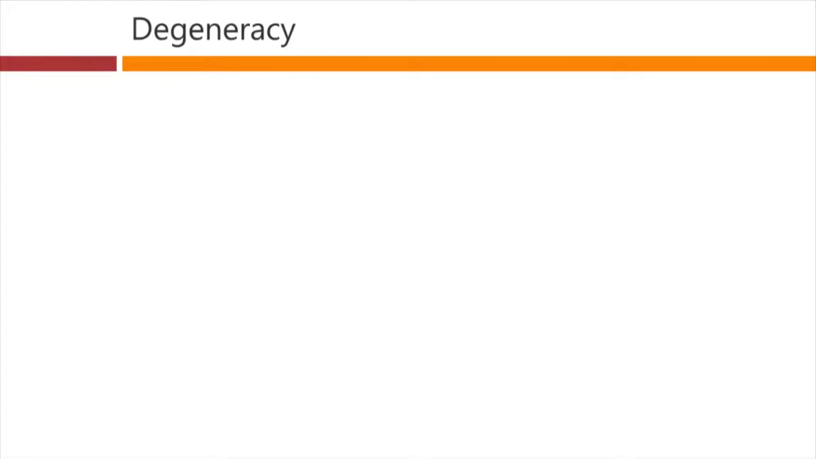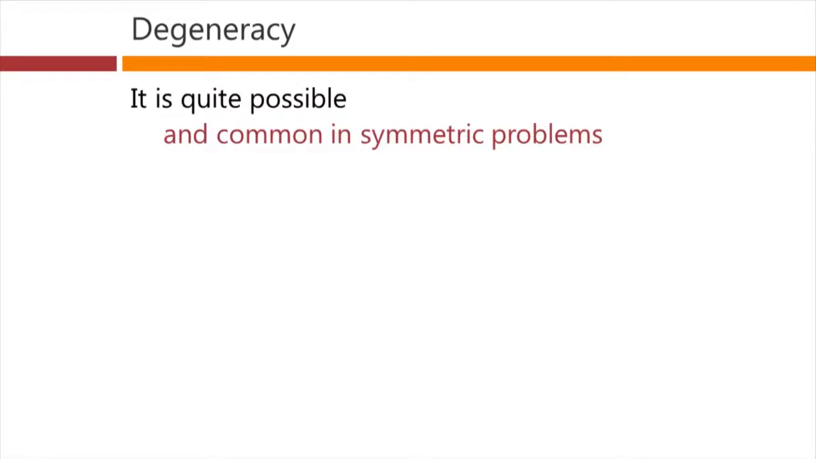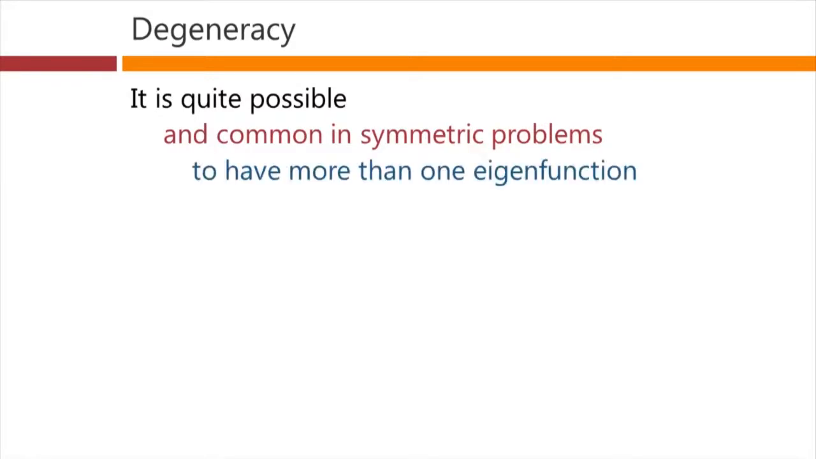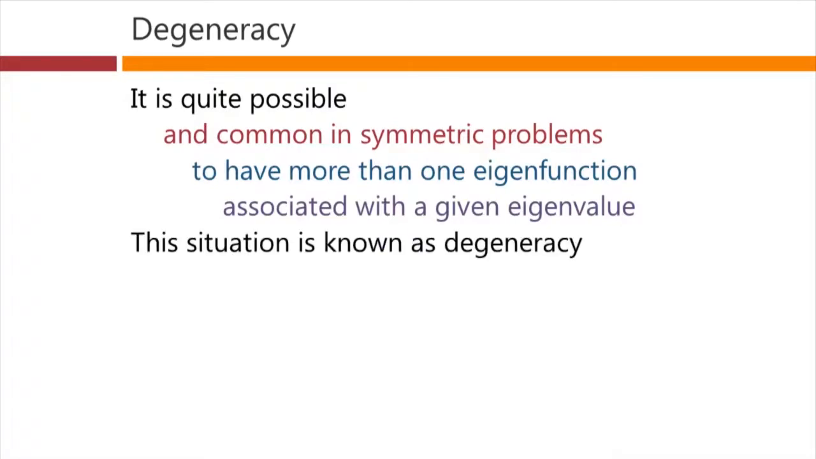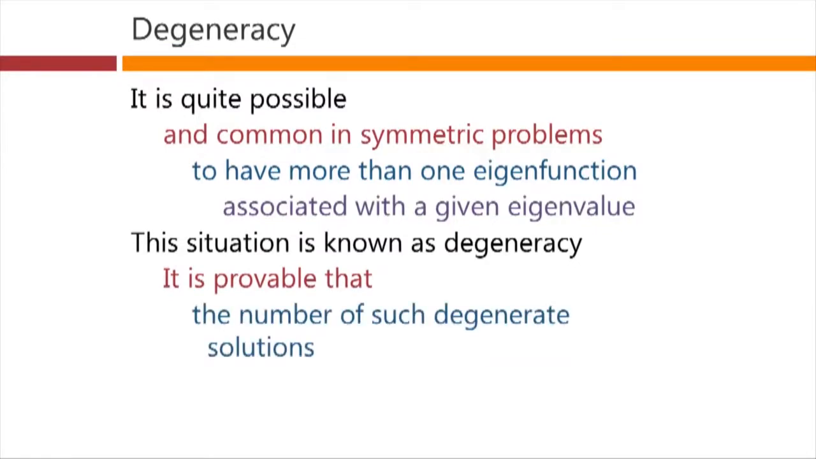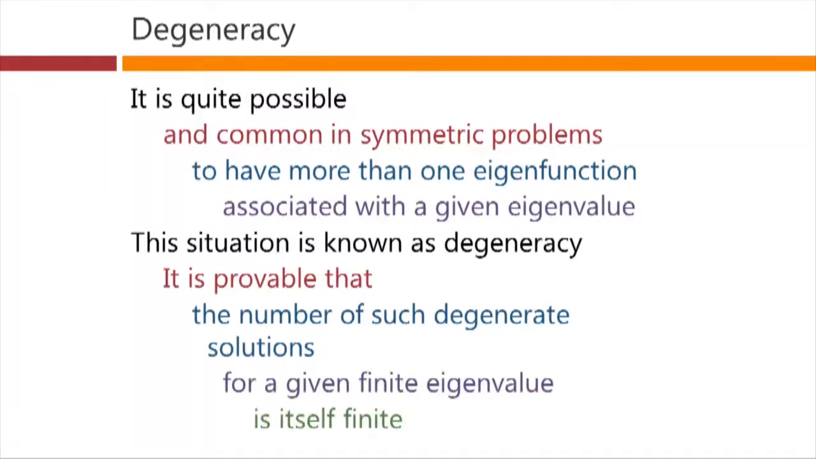Sometimes in quantum mechanics, we come across this concept of degeneracy, and it's quite possible, especially in symmetric problems, to have more than one eigenfunction associated with a given eigenvalue. And this situation is known as degeneracy. It is provable, however, that the number of such degenerate solutions is always finite for a given finite eigenvalue. So we will come across this degeneracy, and I've not dealt with it here because it's slightly more subtle to deal with what happens with orthogonality in the case of degeneracy, and we may come back to that later on. But this will come up, and it also comes up for Hermitian operators. So we just point that out here.